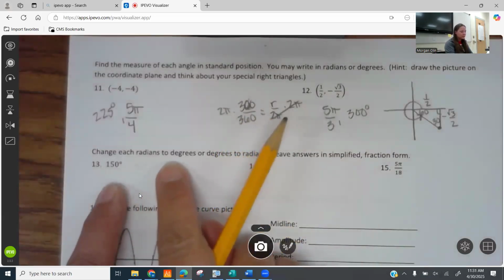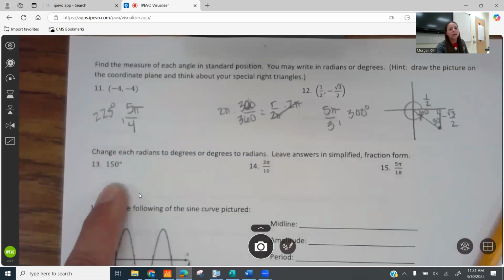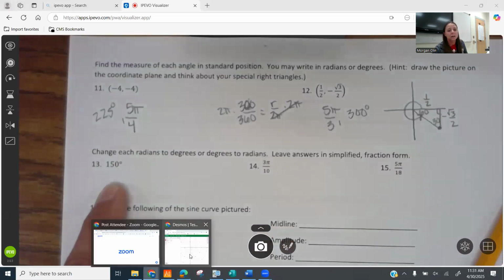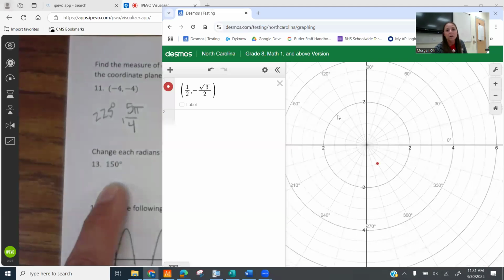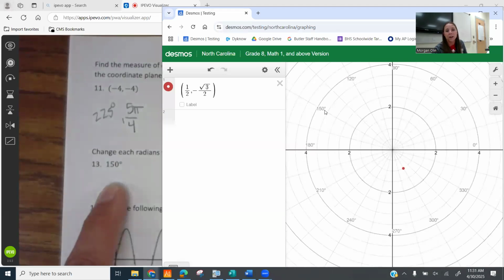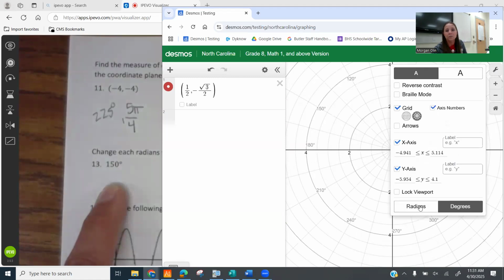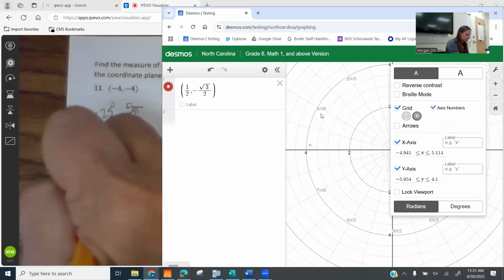Let's change each radians to degrees or degrees to radians. Now, 150 degrees, if you do have a calculator, do you see how 150 degrees is right here? If you want to change it to radians, we just flip it to radians, and you see it flipped to 5 pi over 6.